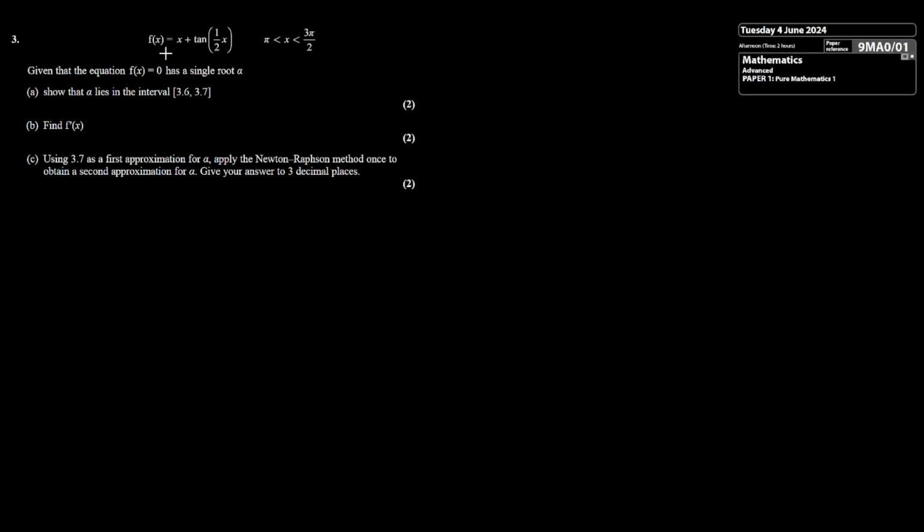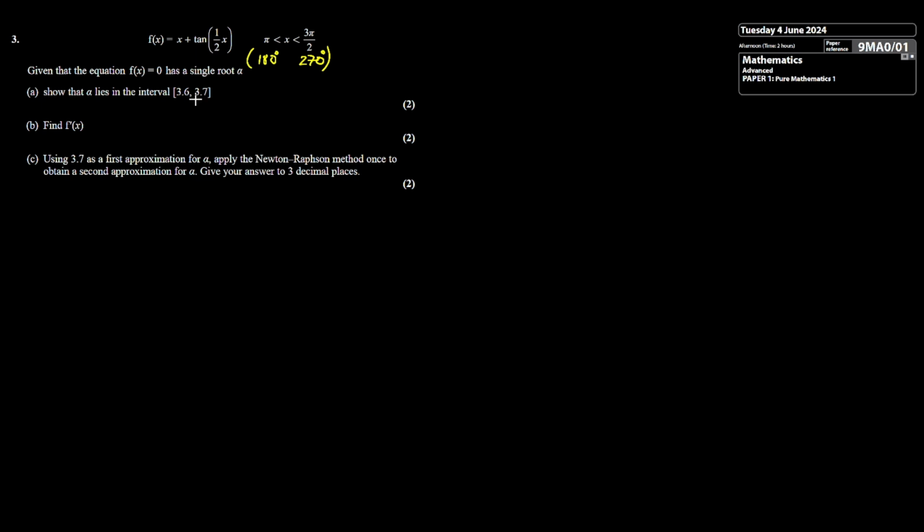Question 3, we're told that f(x) here, which is x plus tan(x/2), has a single root alpha in the interval that they're specifying. And in part A, we're supposed to show that this root lies between the interval 3.6 and 3.7. So just before we start, I like to convert back to degrees just so that it gives me a sort of bedrock on which to work, and this is 270 degrees.